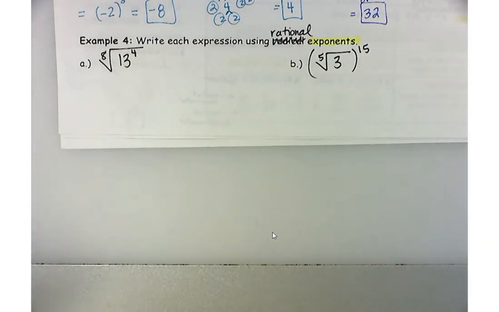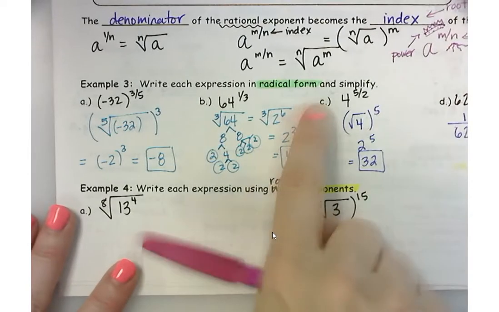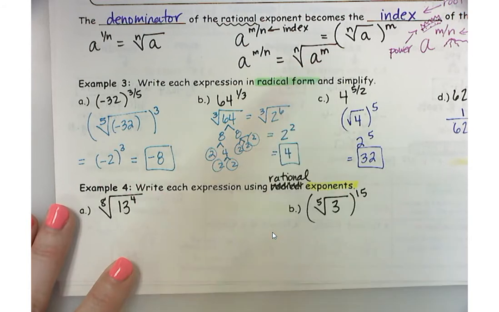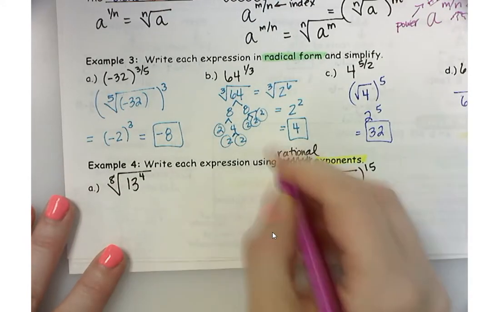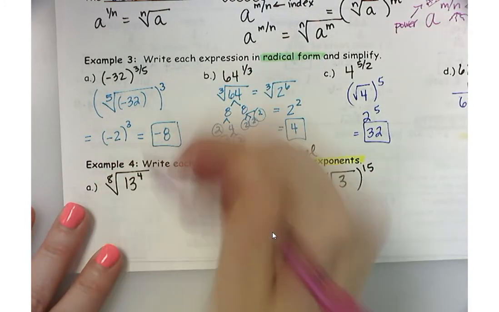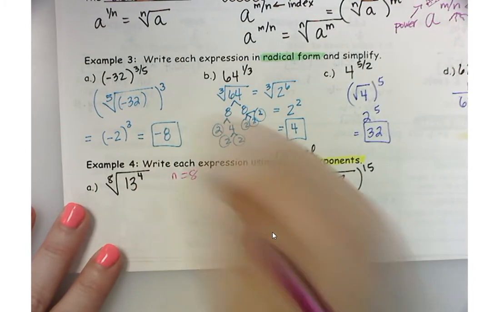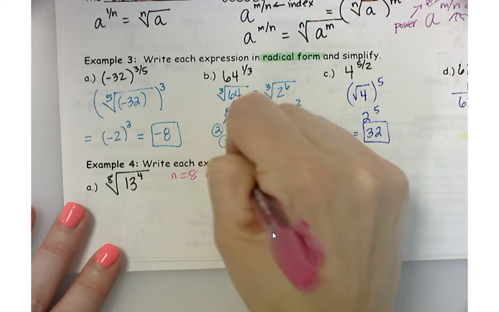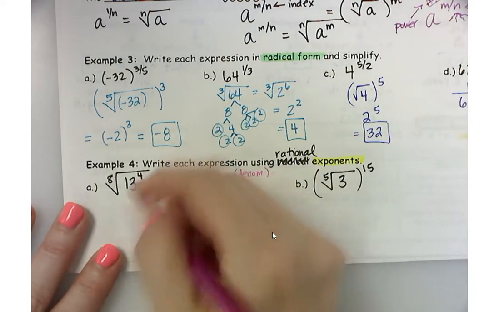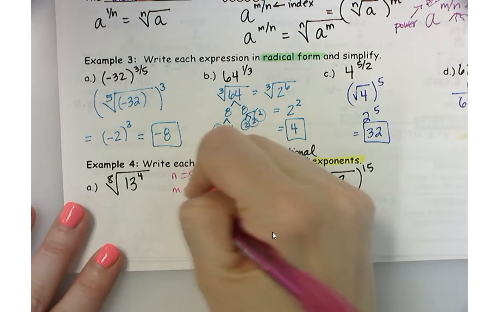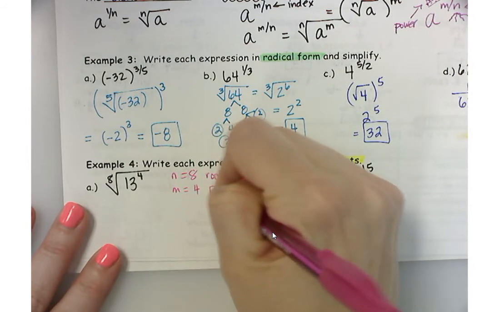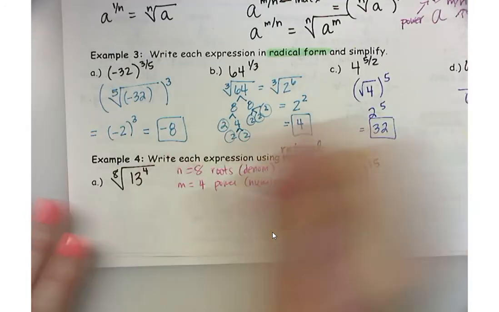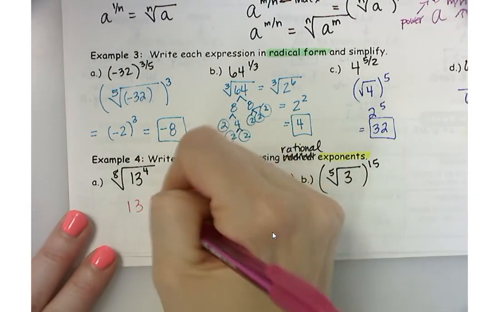So based on what we did yesterday, where we know a to the m over n is going to be the nth root of a to the m power, I can look at this and say, okay, my n, my root, is going to be 8. And remember that roots grow in the ground, so that's going to be the denominator in my fraction, whereas my power, or my m, is 4, and the power is going to be on top, which is the numerator. So this becomes 13 to the 4 over 8.